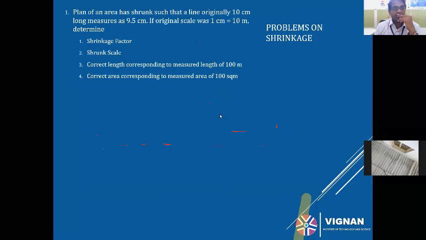A plan of an area has shrunk such that the original line, originally 10 centimeters long, measures as 9.5 centimeters. I repeat, a plan of an area has shrunk such that the line originally 10 centimeters long was 9.5 centimeters. అంటే 10 centimeters అనే ఒక లైన్ వేశారు, shrunk అయింది, అది 9 centimeter లాగా అయింది.